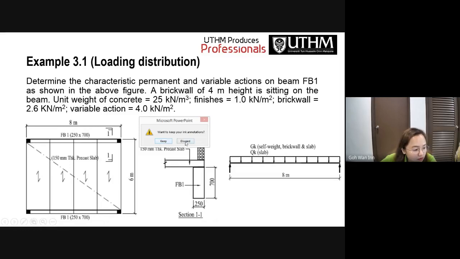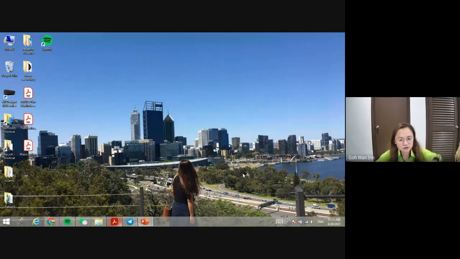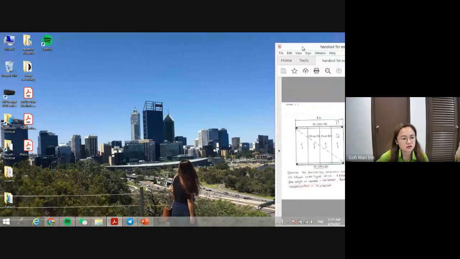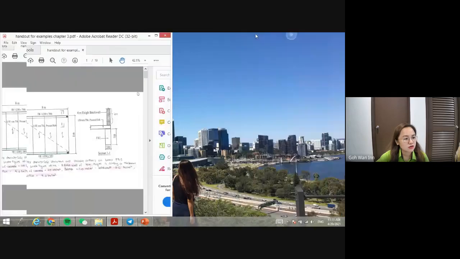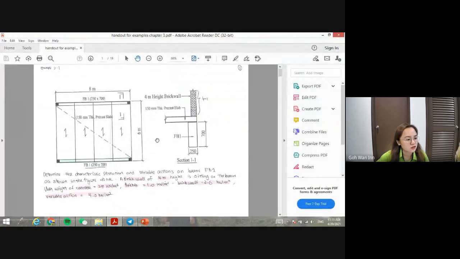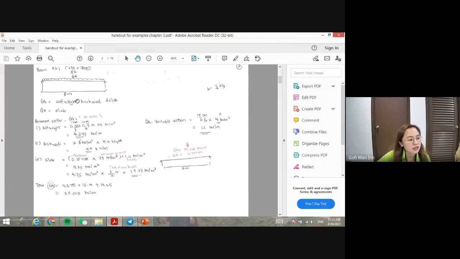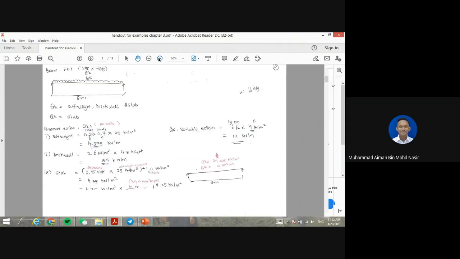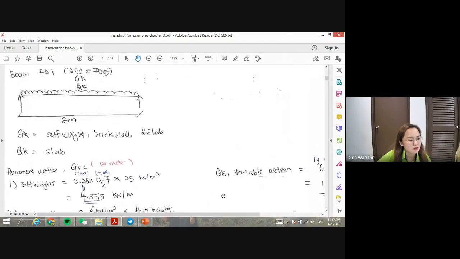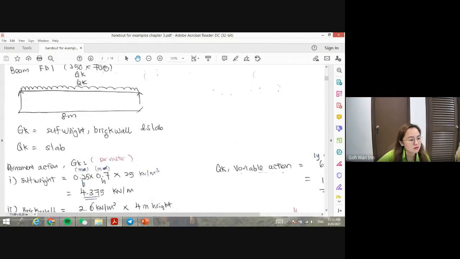So this card, I want to open this PDF. Let me bring this. I like my handwriting when I explain. You can see this is example one, which I already gave you in the Google Classroom also. Everyone, can you see this? Is it big enough or you need me to zoom in? Zoom a bit more, doctor. So this is the beam. You need to find the Gk and Qk now.